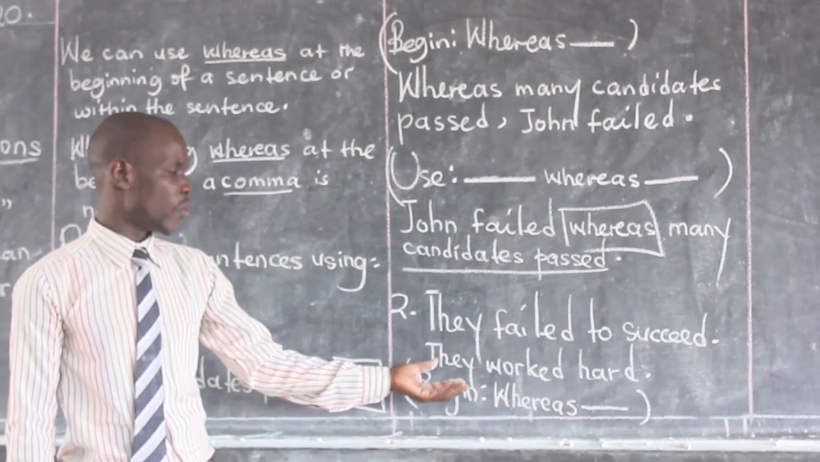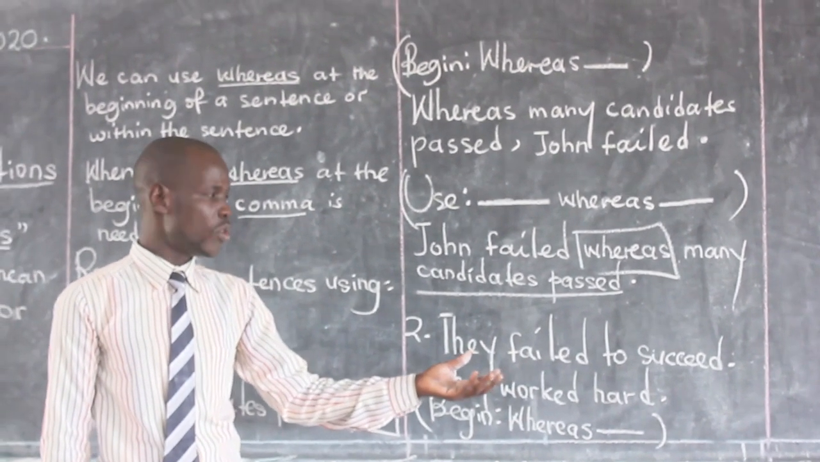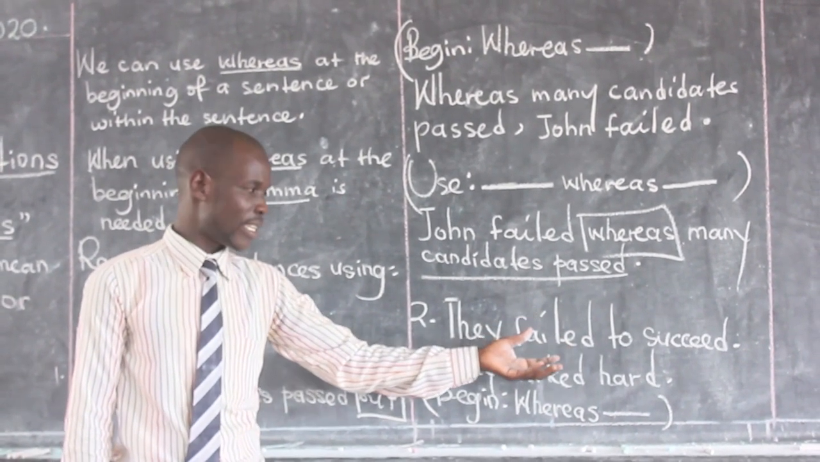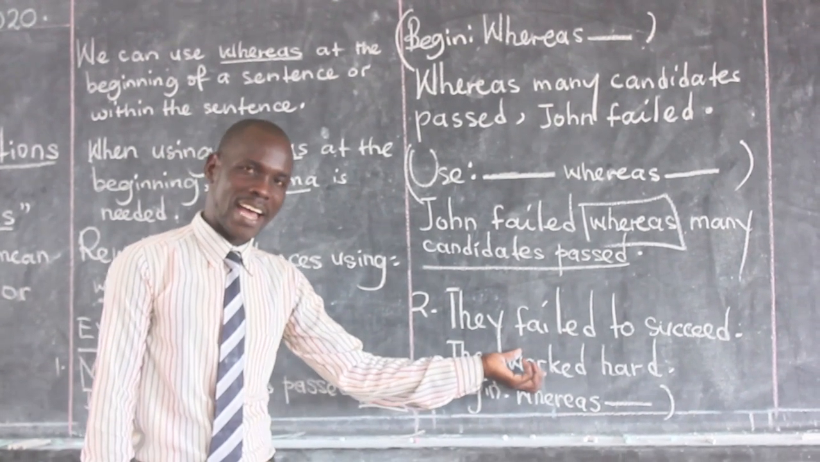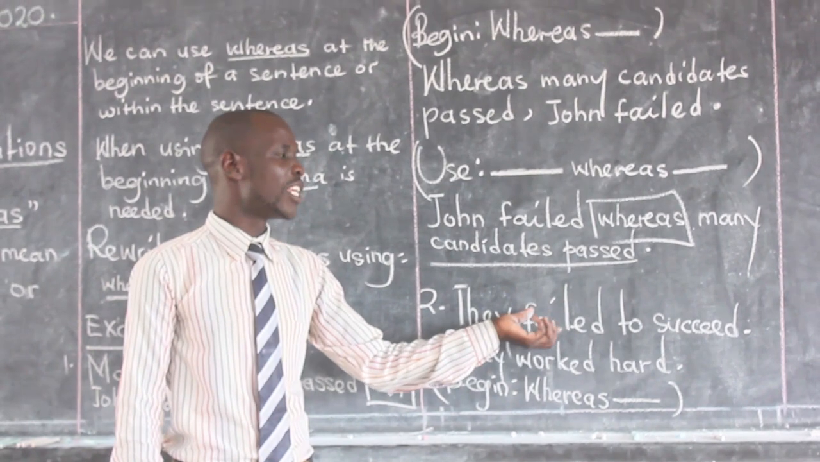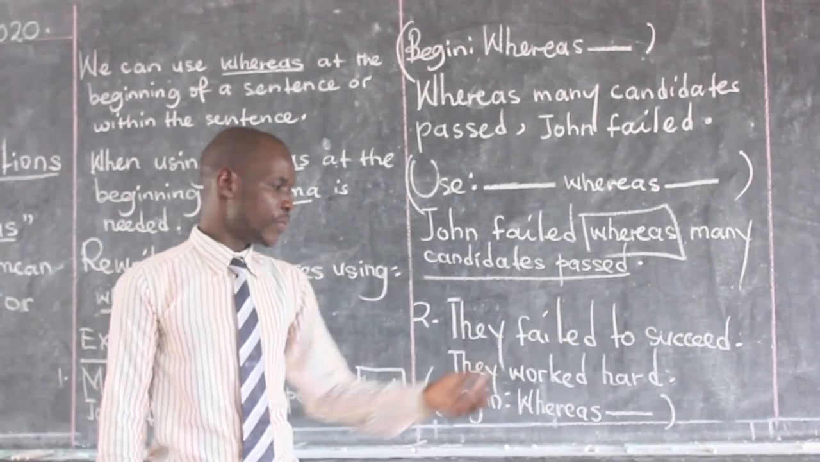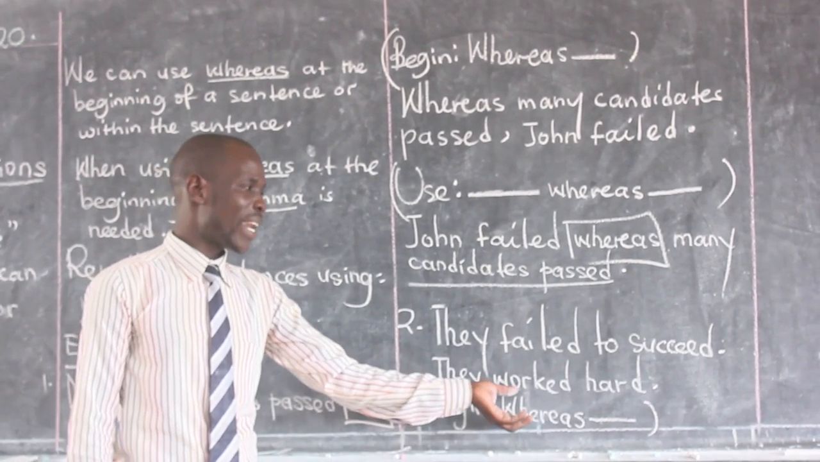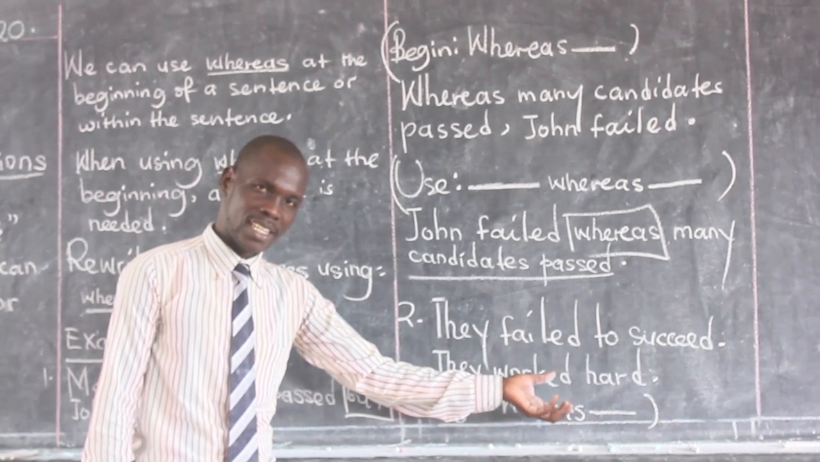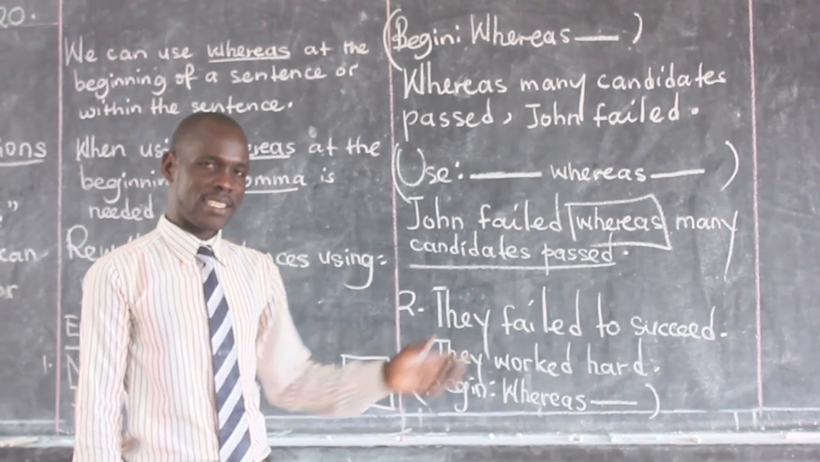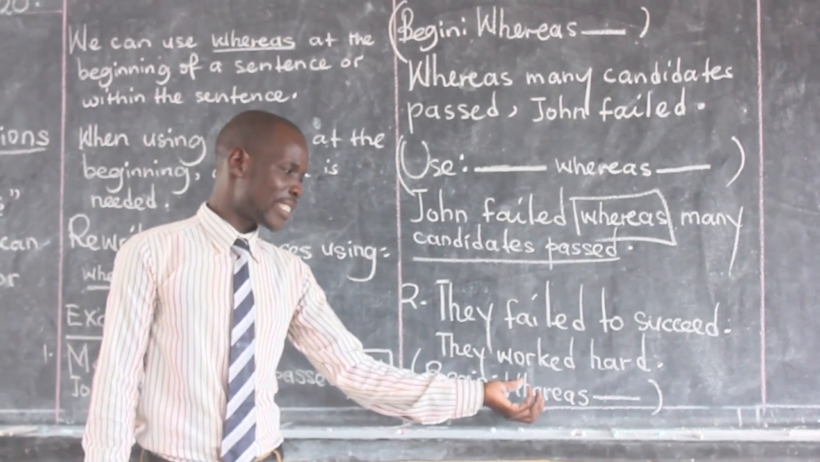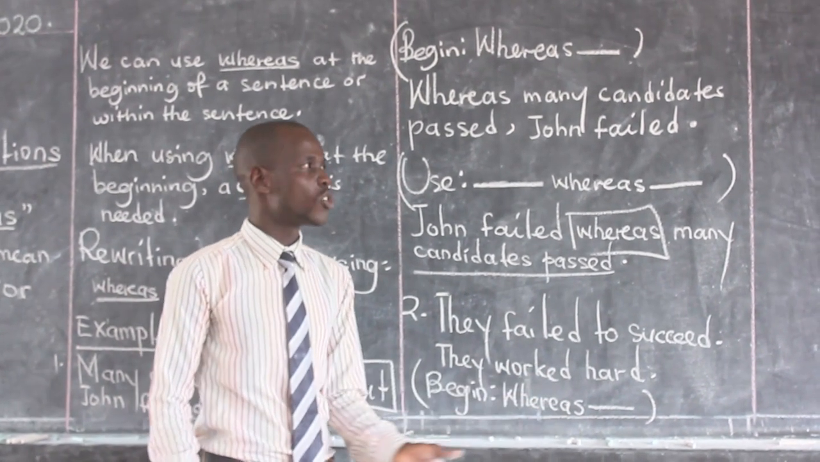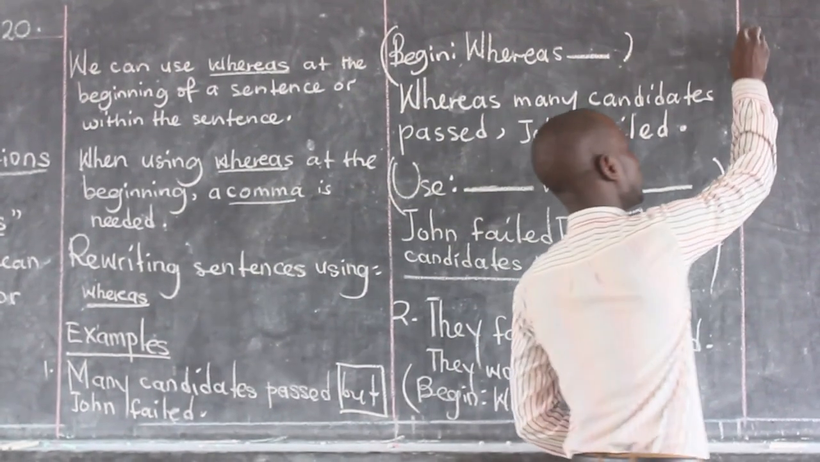Now, according to you, if you work hard, you expect to pass. But again, this one worked hard and failed to succeed. So you find that working hard comes first, and then failing to succeed comes last. Now, when we begin with whereas, we shall say, whereas they worked hard, comma, they failed to succeed. So our whereas is connected to the first action, which is the working hard.